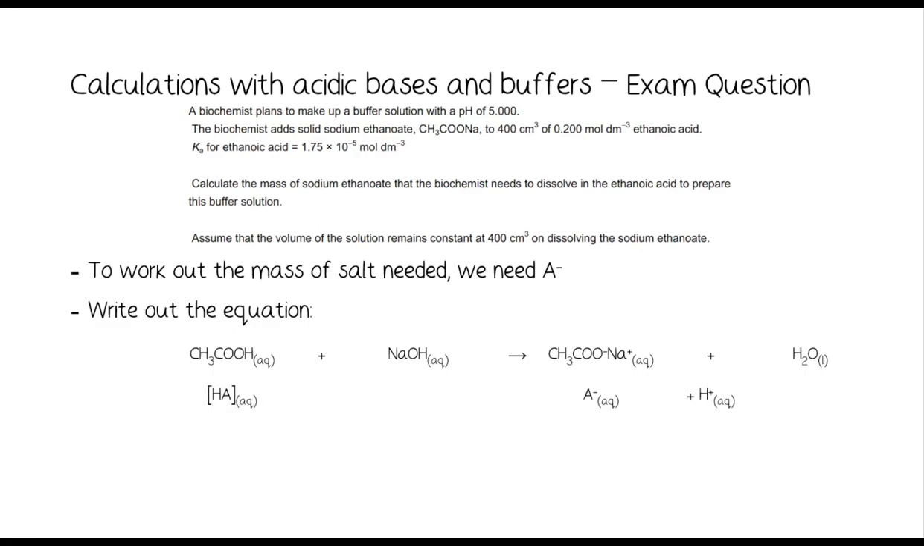Work out the moles of everything at the start. So we could work out the moles of HA by multiplying its concentration by volume. So 400 divided by 1,000 times 0.2 gives you 0.08. And again, there's no A- at the start. Let's work out the moles at the end.